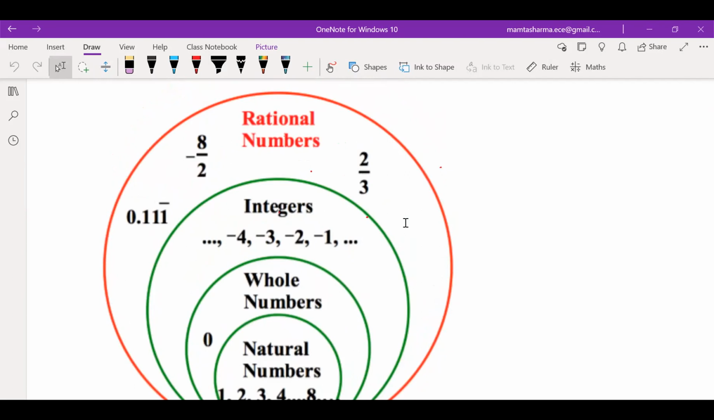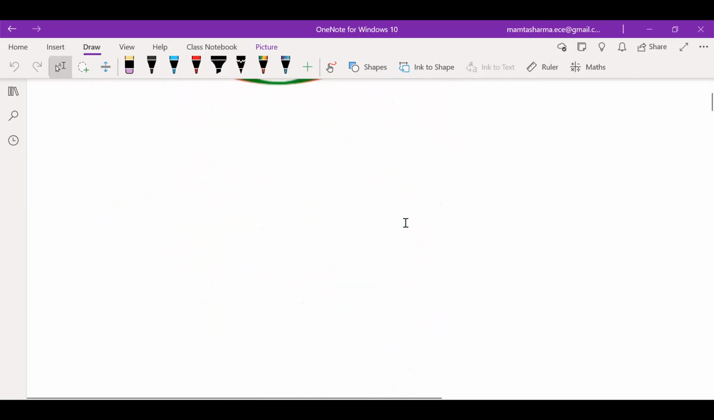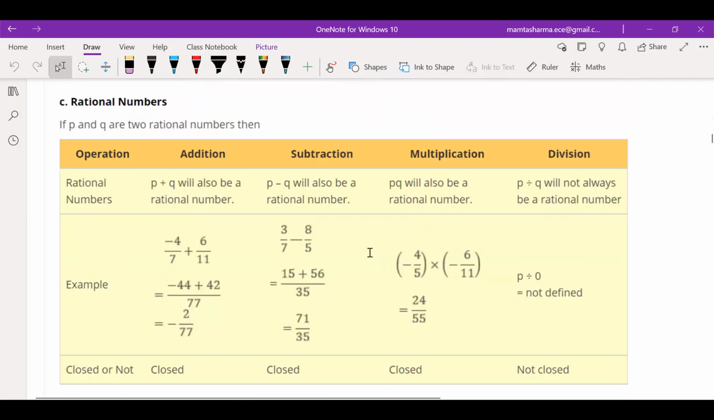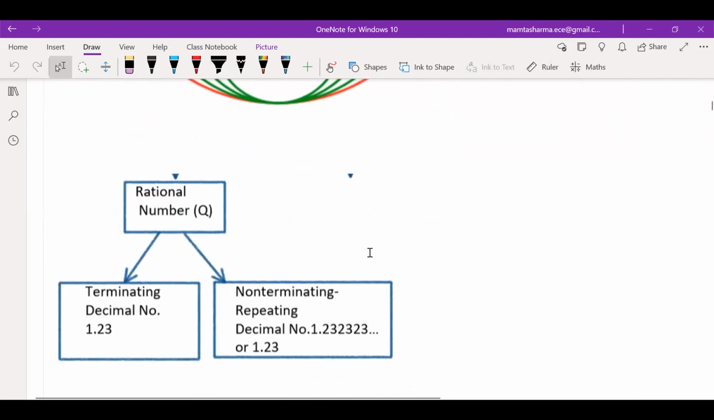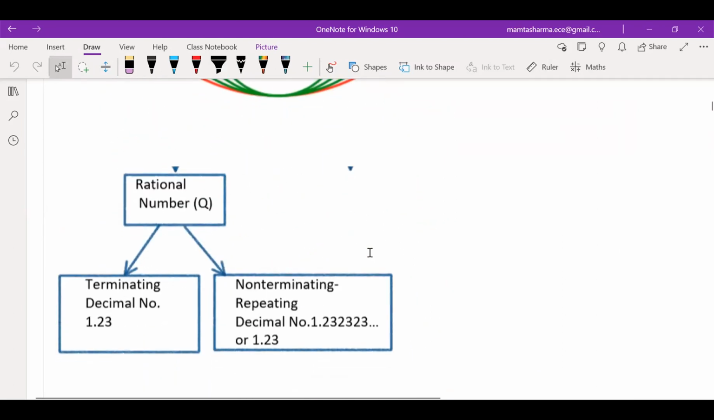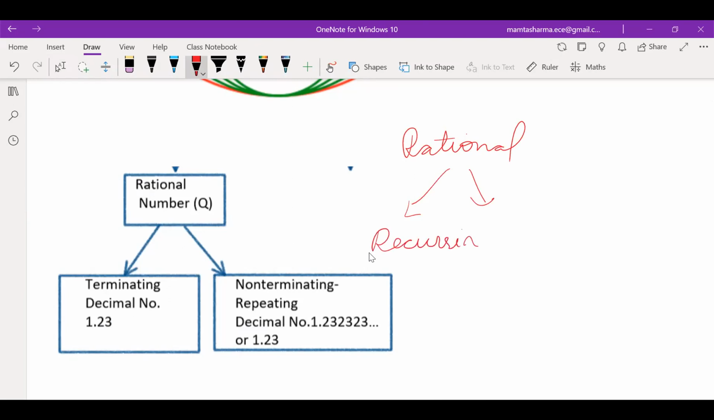Okay, so rational numbers are again divided into two types. Can anybody tell me what they are? Rational numbers are divided again into two types, that is recurring and terminating. Recurring and terminating type.